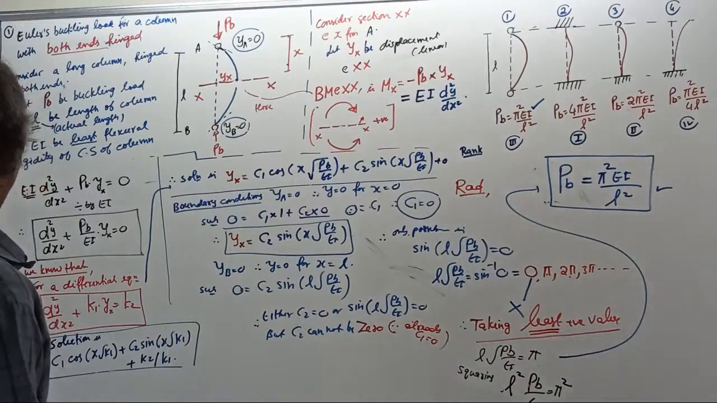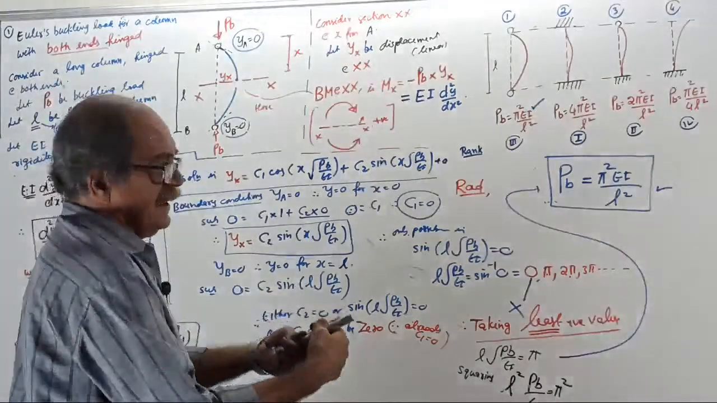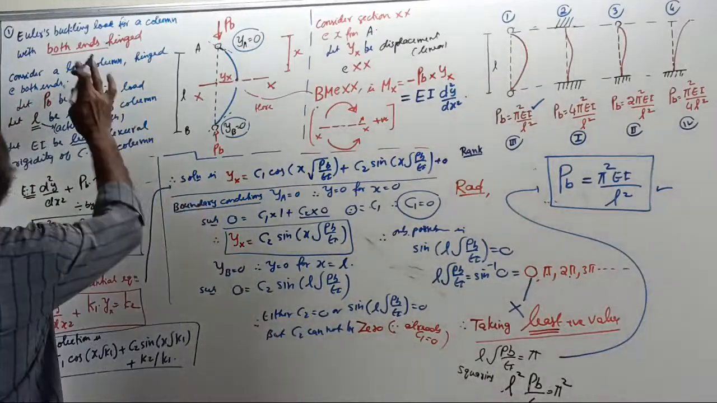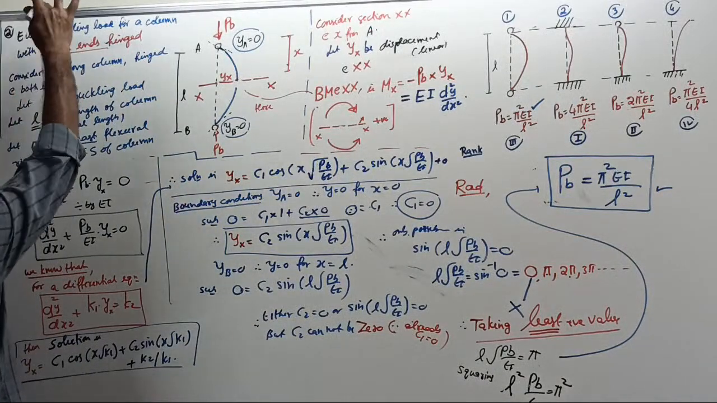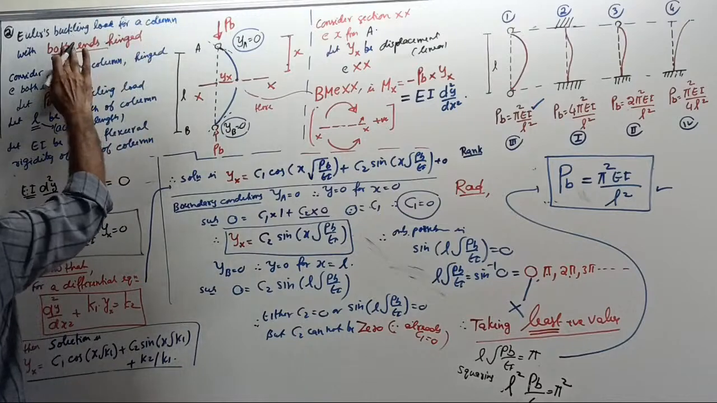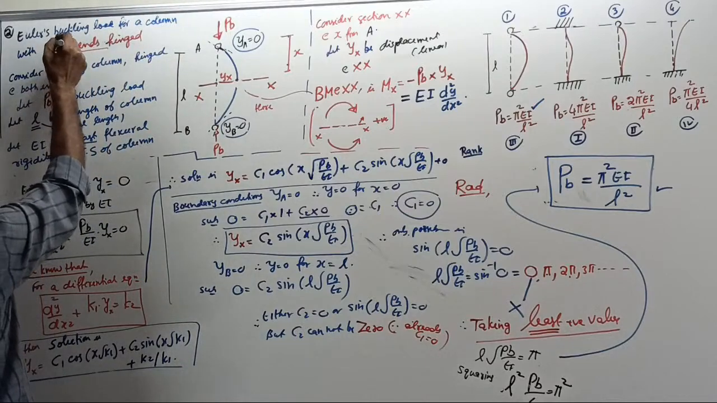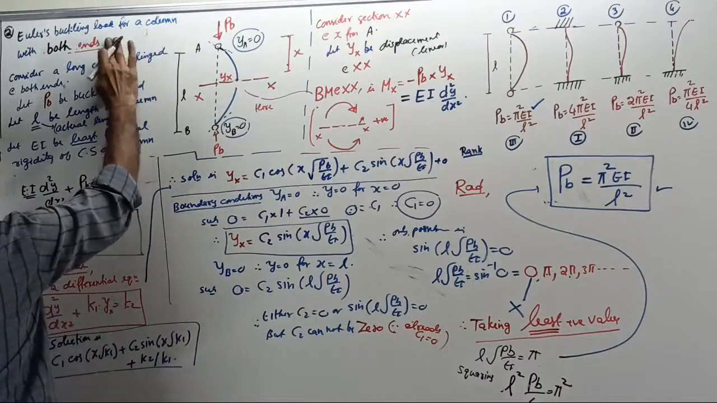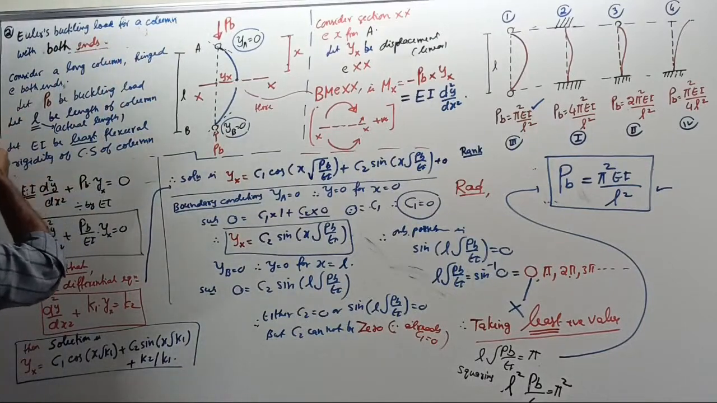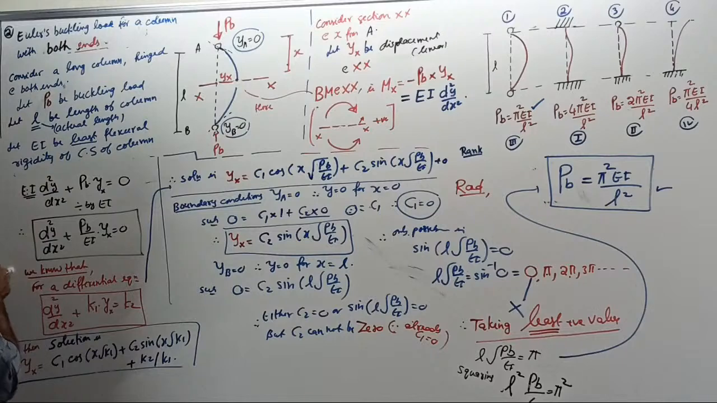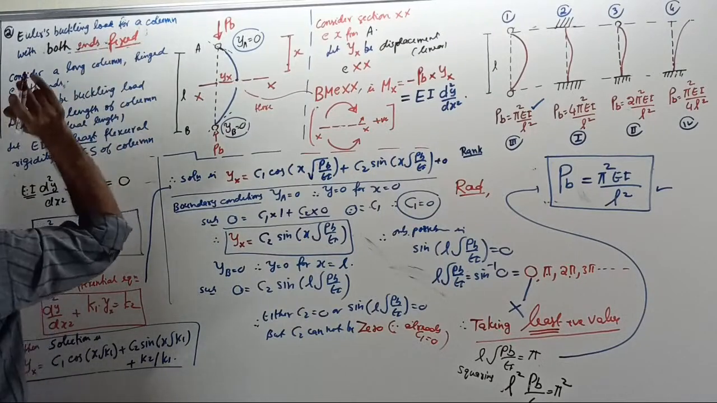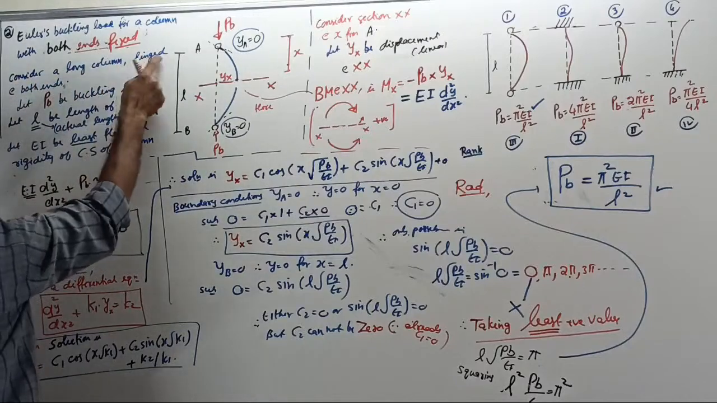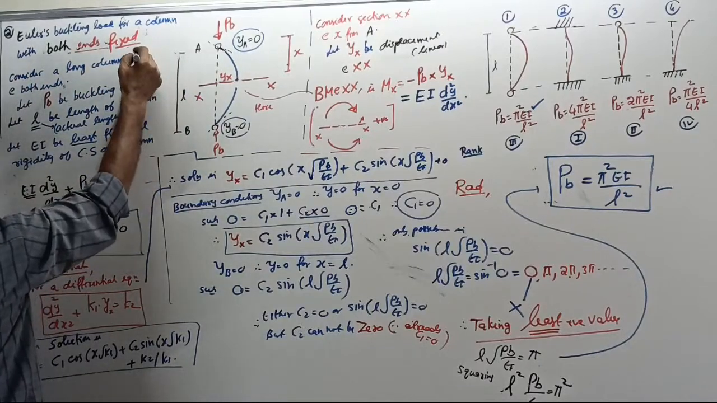Now, one case is over. Now the second case. Case number 2: buckling load for a column not with both ends hinged. Now I am changing to both ends fixed. Statement: consider a long column, not hinged, fixed at both ends.